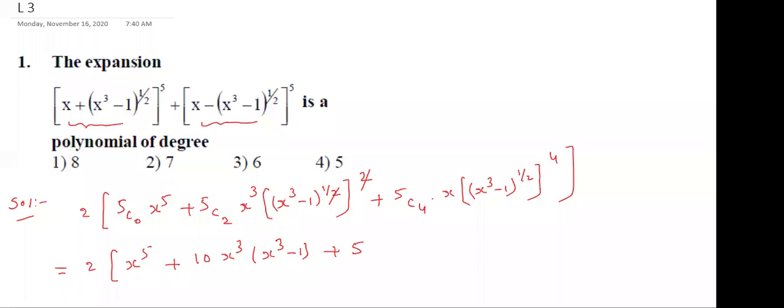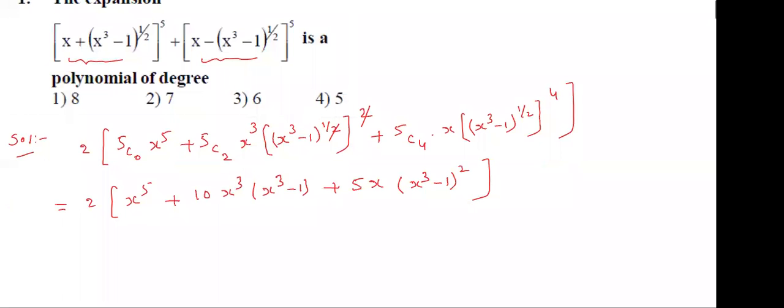5C4 means that is 5. 5 into ((x³ − 1)^(1/2))^4, that means (x³ − 1) whole squared. Now, the degree we need to identify. What is the degree here? 5. Okay. Here, after multiplication, you will get 6, and 3 also.